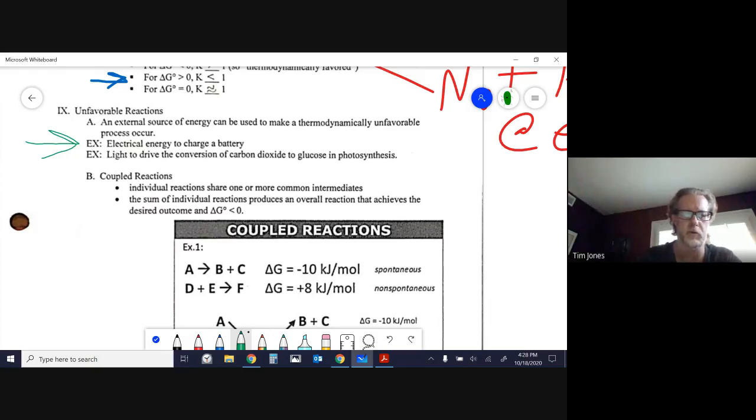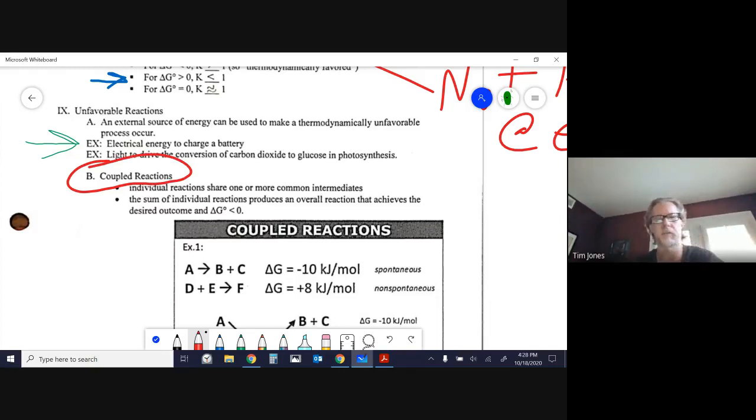Another way is to do what are called coupled reactions, in which you take a reaction that does not necessarily want to happen, but you couple it and intertwine it with another reaction that does want to happen. And if the overall result is a negative delta G, it will still happen.